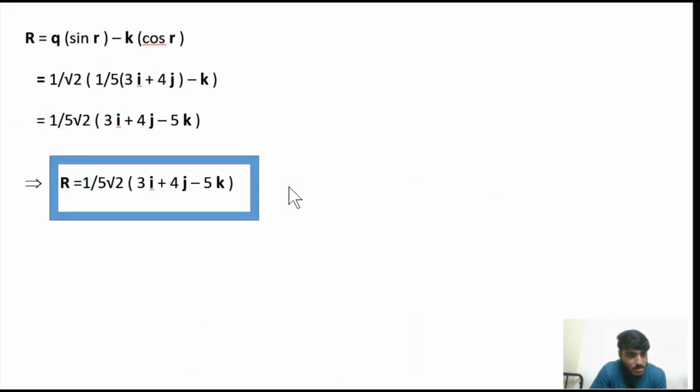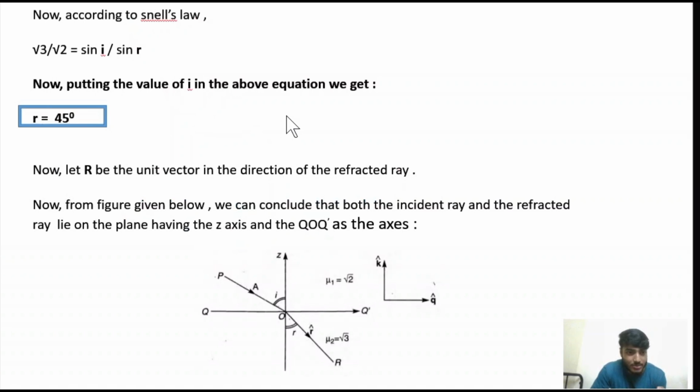Now let R be the unit vector in the direction of the refracted ray. We have capital R as the unit vector in the direction of the refracted ray. That means this ray can be given as capital R. Now, if small r is the angle of refraction, we need to find out the unit vector. Unit vector means the magnitude of R will be 1. So to find out the unit vector, we can write capital R in terms of the components along the QOQ dash axis and the Z axis.